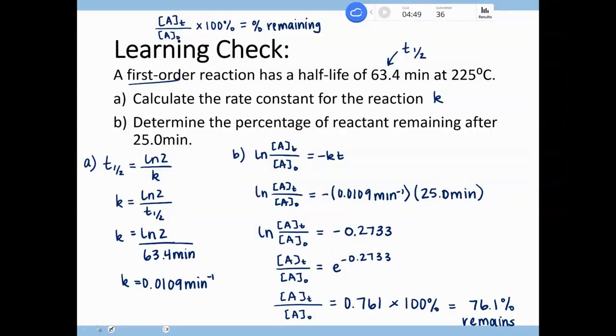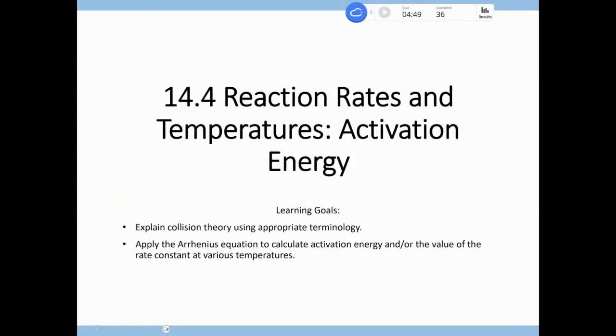Okay, we are moving on to 14.4. So this first section, we talked about a bunch of different factors that influence reaction rates. This last section that we just did is all about concentration of reactants. You decrease concentration, that will decrease reaction rate. Over time, reaction rate decreases because the concentration of reactants decreases.